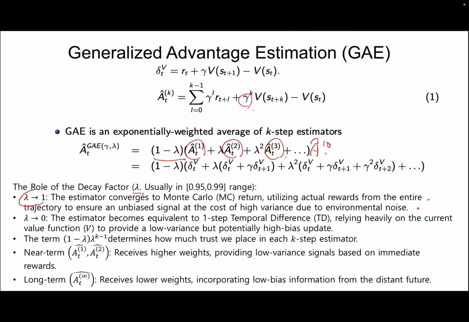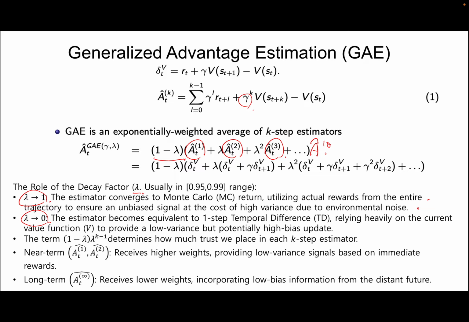What about the opposite? If lambda is close to 0, then definitely the opposite happens. The estimator becomes equivalent to the one-step temporal difference, which is just bootstrapping, right? We only use the true reward once. The remaining things are entirely from the model's output. So it's just a one-step temporal difference, relying heavily on the current value function to provide a low variance but potentially high bias update.